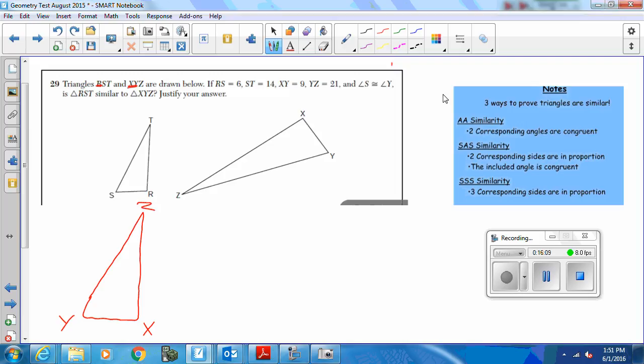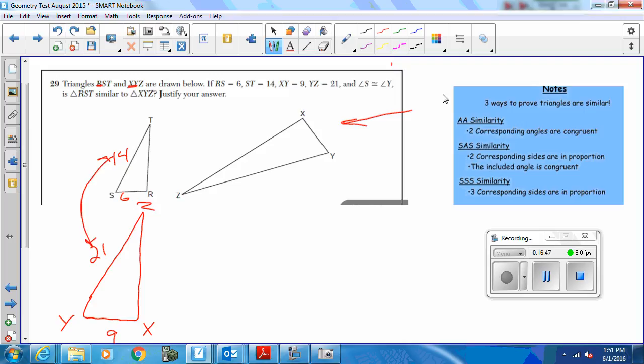All right, so now let's label the sides. You could have done it with the original picture here, but having it like this and looking at the corresponding letters is just going to be easier. So RS is 6, ST, I'm going to put that under so we don't think it's an angle, is 14, XY is 9, and YZ is 21. So we have the corresponding sides, the 6 and the 9, and this one and this one.